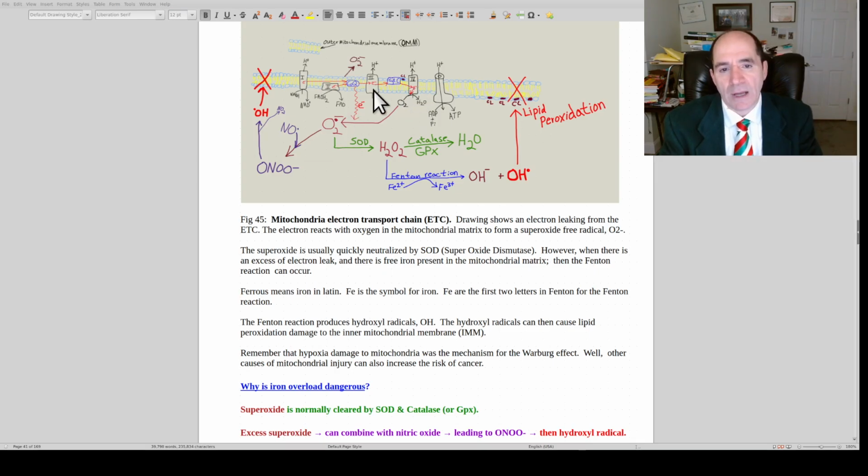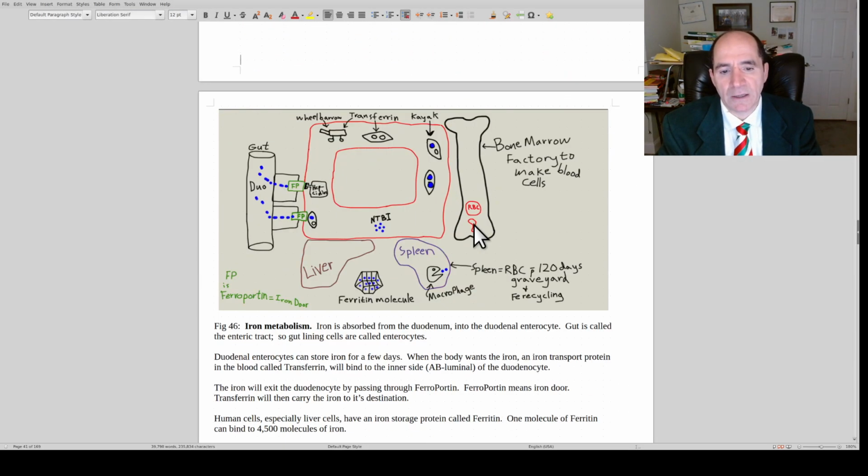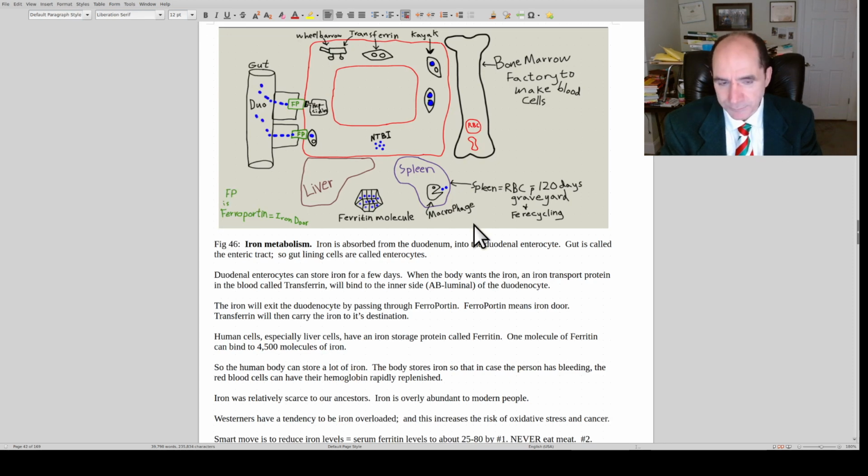Then, complex 3, you're going to get more electron leak, and you can get to the point where it's overwhelming, and then you can sometimes get excessive iron in your mitochondria, and then you'll start generating lots of hydroxyl radicals, and they'll trash your mitochondria. Okay, so this is how things happen. There's sort of like a ramped up, amplified cascade, and excess dietary iron does that.